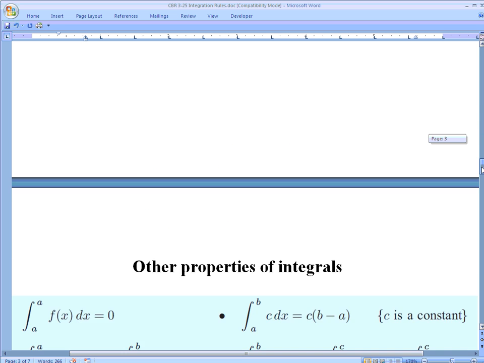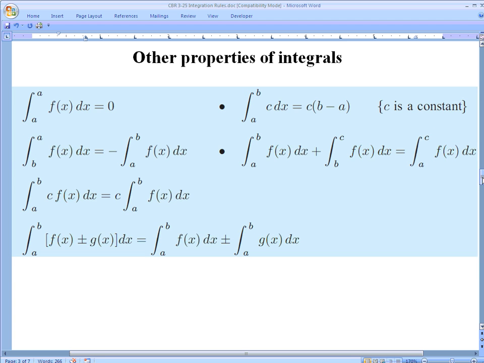For the second part of our learning intention, we wanted to talk about other properties of integrals. So I'm going to talk through each of these. We'll look at a little example and then call it a day.